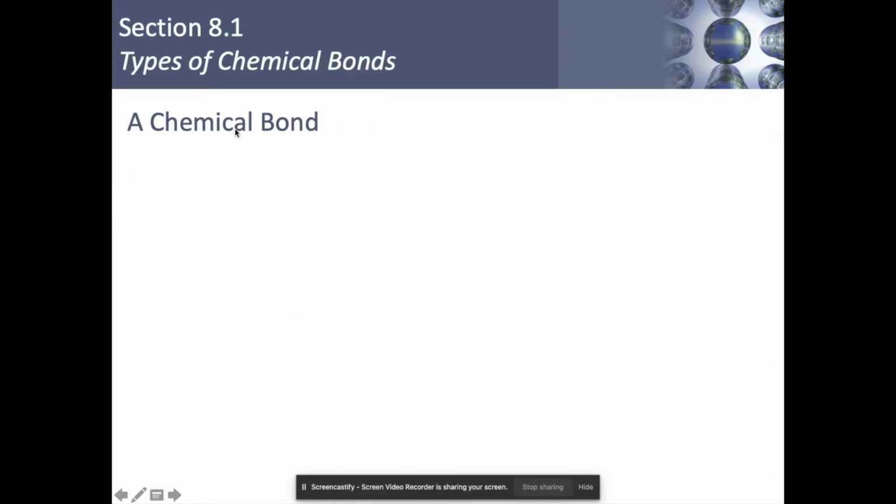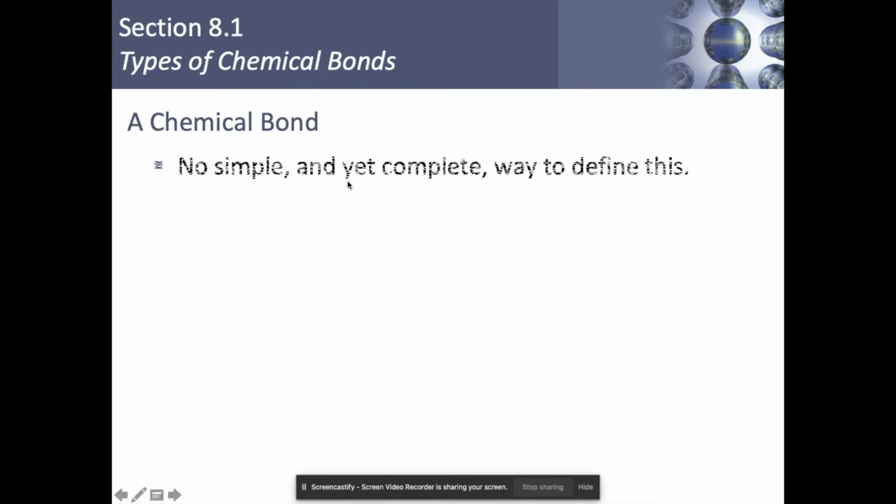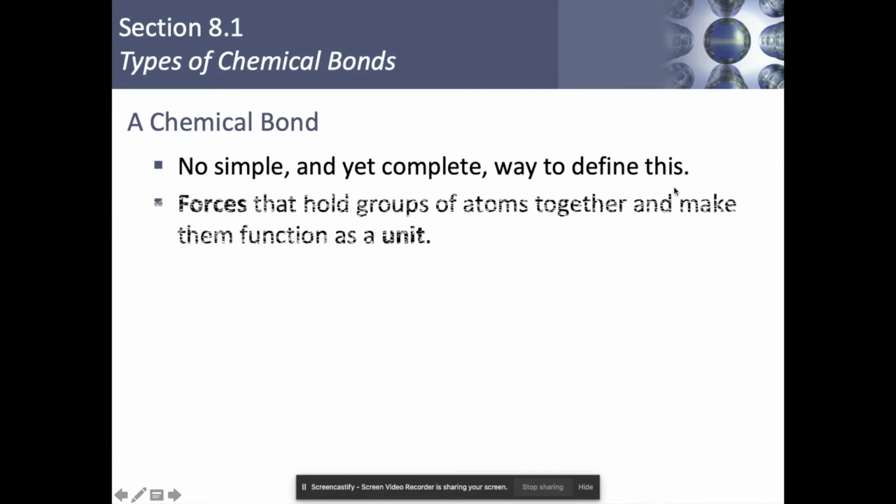So let's start with some types of chemical bonds and exactly what that means. The first thing is, what is a chemical bond? There's no simple, complete way to define a chemical bond. You might think it's super easy, and it's really not. But what do you need to know, and how exactly do we define it for the AP exam?